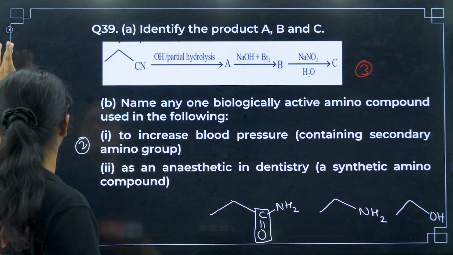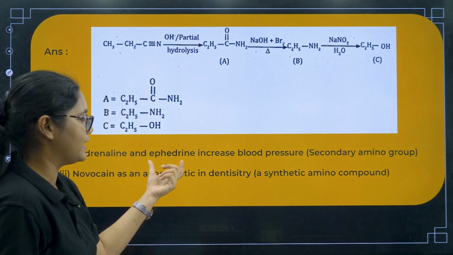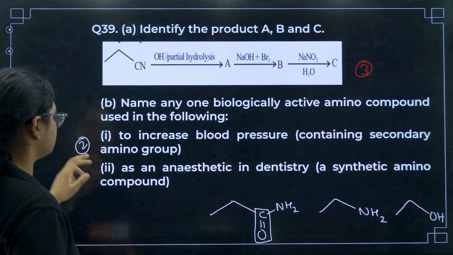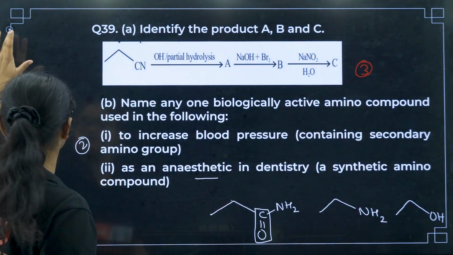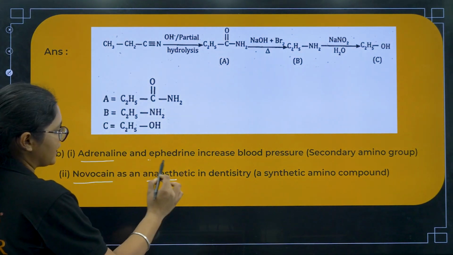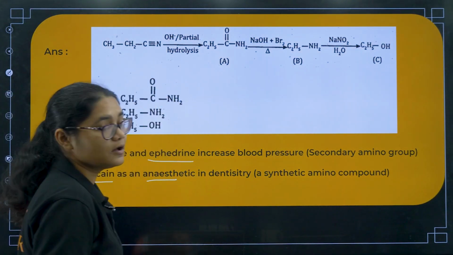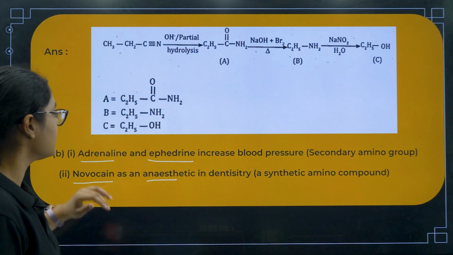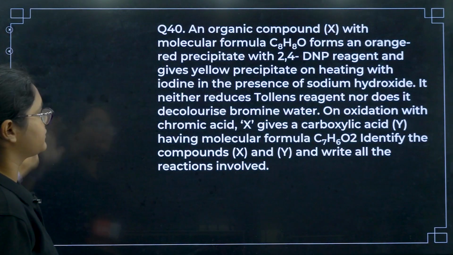To increase the blood pressure, we have adrenaline and ephedrine, and that is used to maintain anesthetic, that is your Novacin. Okay, Novacin is used as an anesthetic. Adrenaline and ephedrine is used to increase the blood pressure. Clear? Now we will move to next question number 40.